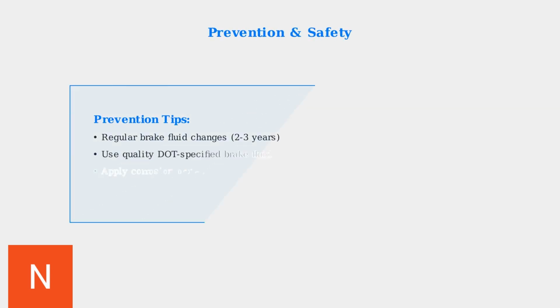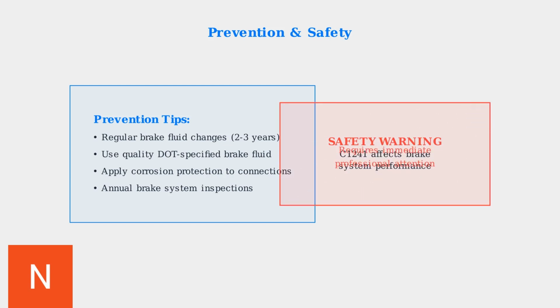Prevention is key to avoiding C1241 errors. Regular brake fluid changes every 2 to 3 years, using quality brake fluid and applying corrosion protection to electrical connections can prevent many issues. Remember, C1241 requires immediate attention as it affects brake system safety.